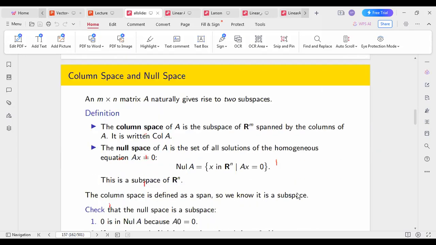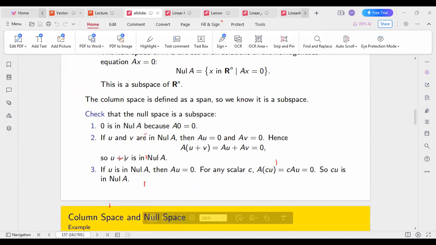Now column space and null space. Suppose an m cross n matrix A naturally gives rise to subspaces. Definition: the column space of A is the subspace of Rm spanned by the columns of A. It is written as Col(A). The null space of A is the set of all solutions of the homogeneous equation Ax = 0, and Nul(A) can be written as the set of x in Rn such that Ax = 0. This is a subspace of Rn. The column space is defined as a span, so we know that it is also a subspace.